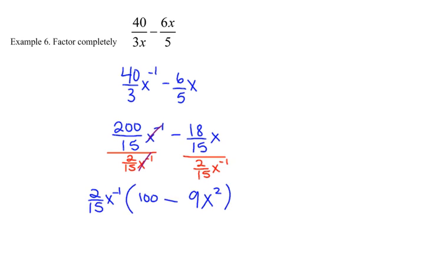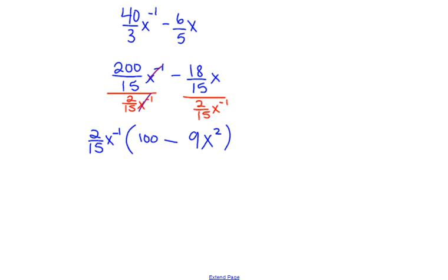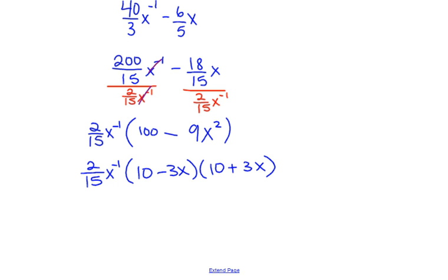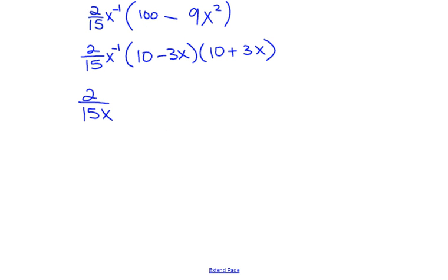And then answer in the original form. So let's do this first. So 10 minus 3x, 10 plus 3x. And the x to the negative 1 has to be on the bottom. So you could just write it like this if you like. 2 over 15x. You could also go all across and then the 15x on the bottom, right? Yep. Yeah, that will work too. So you can have that line all there. That's fine too.